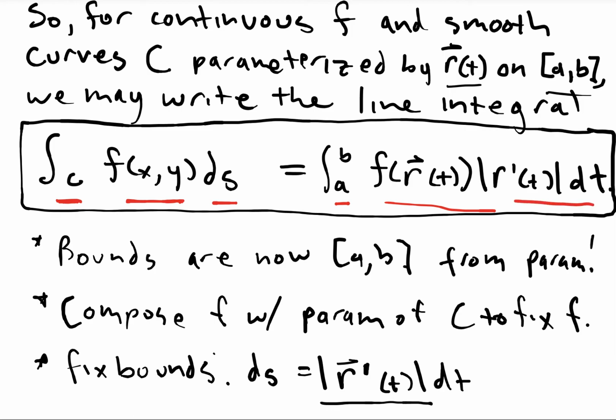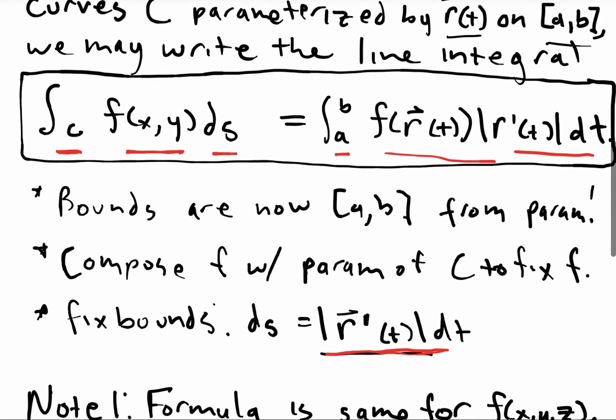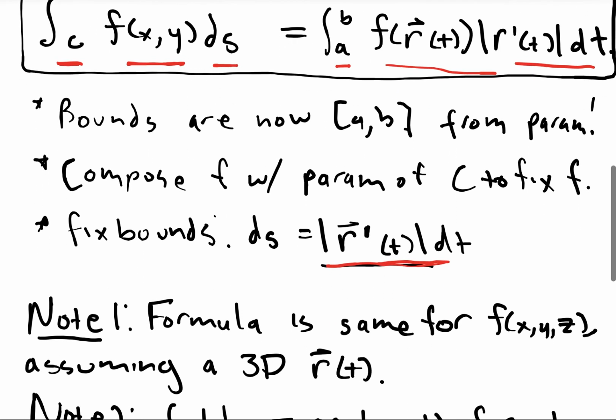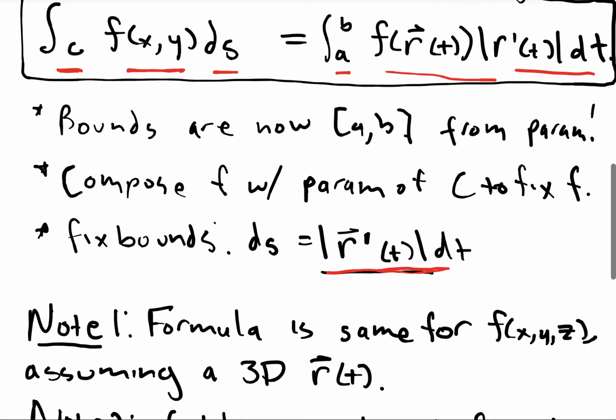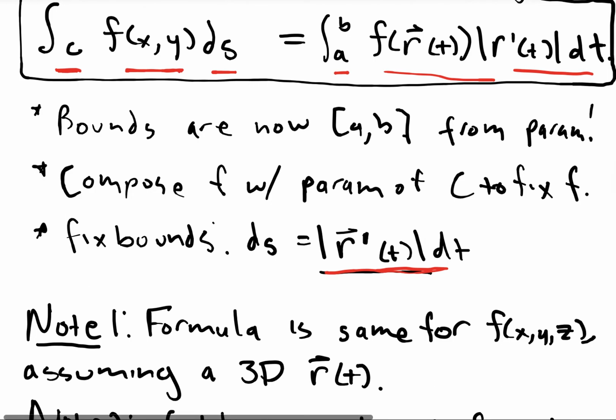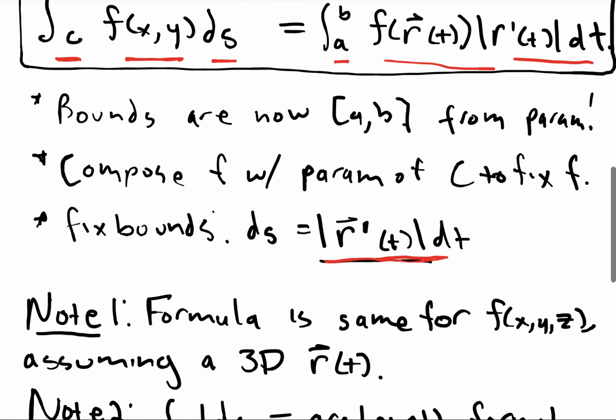A comment before I move on. If you're worried about the fact that I only treated the 2D case and not the 3D case, the 2D case is just nicer to draw the pictures for. The formula still holds the same. Same thing for 3D as it is for 2D. We still take a derivative of our parameterization, take the magnitude, and slap a dt on the end.